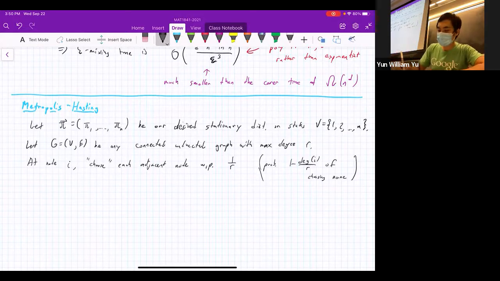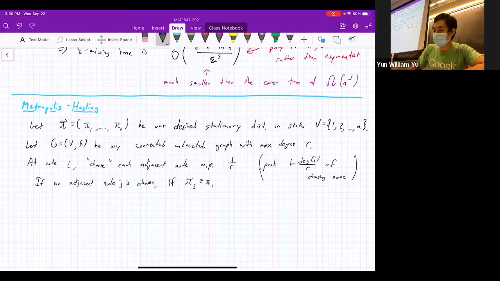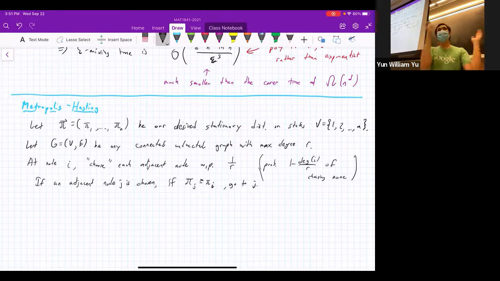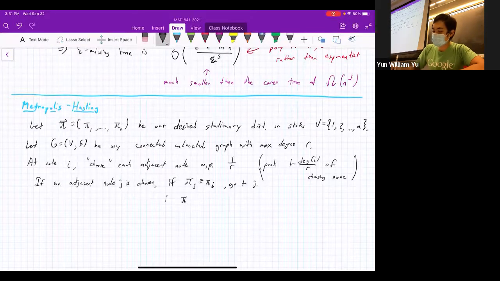So what are we going to do? If an adjacent node is chosen, if node j is chosen, if pi j is greater than or equal to pi i, go to j. So if the amount of mass you want on node j is greater than the amount on node i, then always walk over. But on the other hand, if pi j is less than pi i, we go to j with probability proportional to the amount of masses between the two.